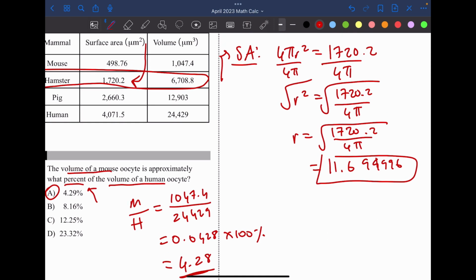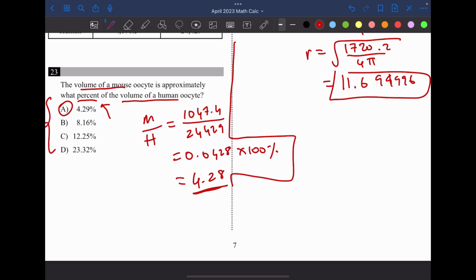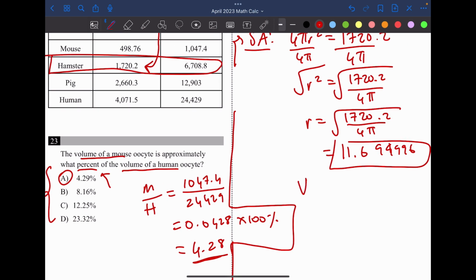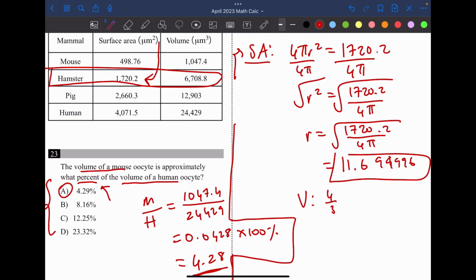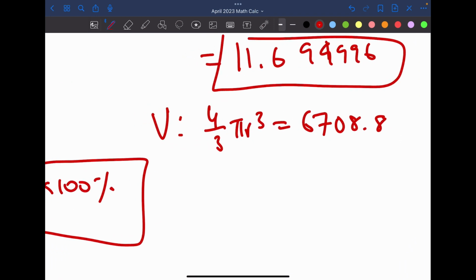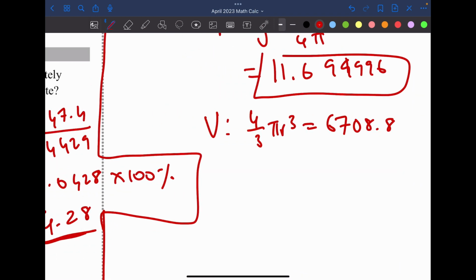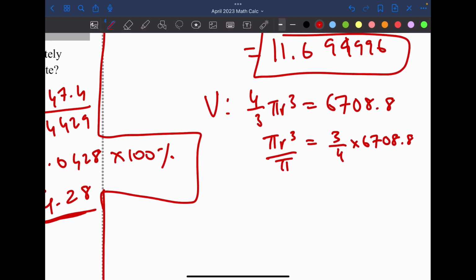Let's do the exact same thing, but for the volume. I'm going to draw a line here because this is for the previous question. For the volume, we know that the volume is 4 over 3 pi r cubed, and that should be equal to 6,708.8, because that's the volume of the hamster over here. I'm looking at this value over here. Let's once again solve for r. You would multiply both sides by 3 over 4. You get that pi r cubed is equal to 3 over 4 multiplied by 6,708.8. And then divide both sides by pi.